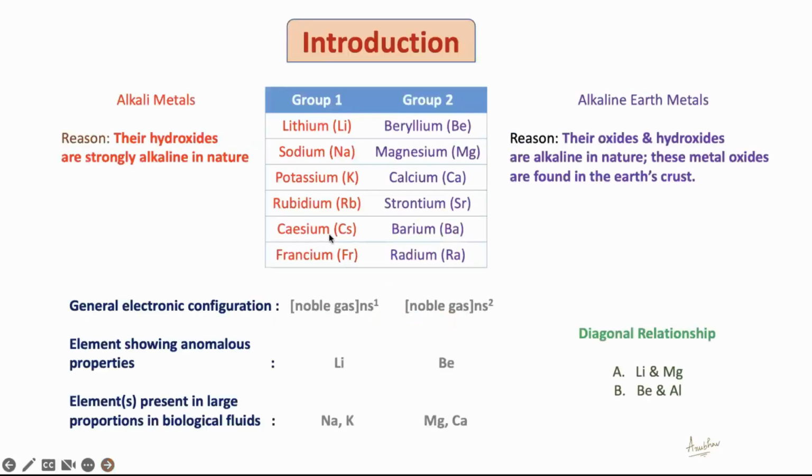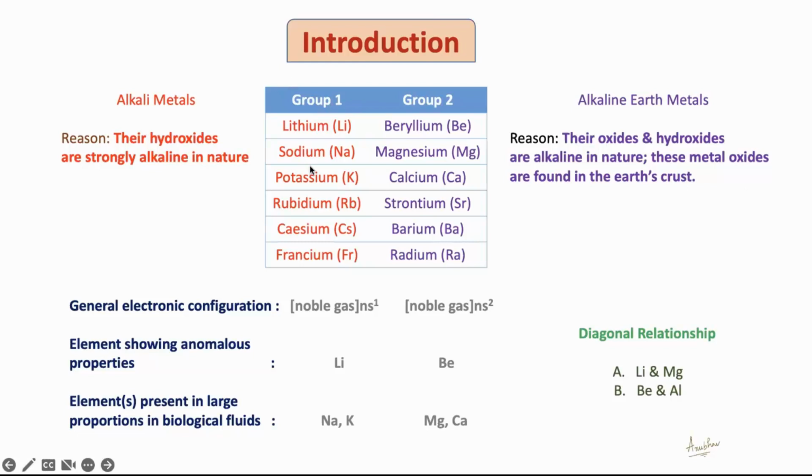S block elements are the group one elements in the periodic table. In group one, we have lithium, sodium, potassium, rubidium, cesium, and francium, from up to down. In group two, there are also S block elements, and they are collectively known as alkaline earth elements. These are beryllium, magnesium, calcium, strontium, and barium.